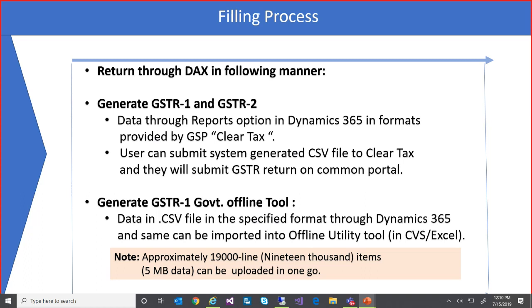So the user can generate an offline tool output where we provided around 10 CSV files, and these CSV files will contain the B2B, B2C transactions, exports, exempted sales, and all these details, based on the file format provided by the government.